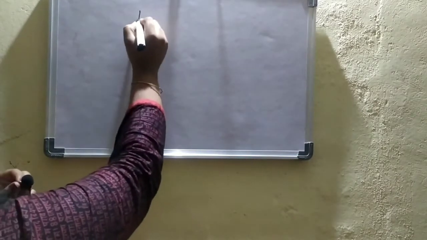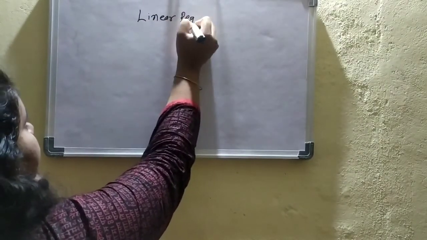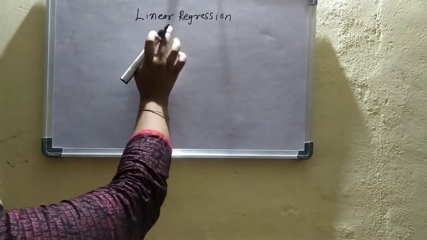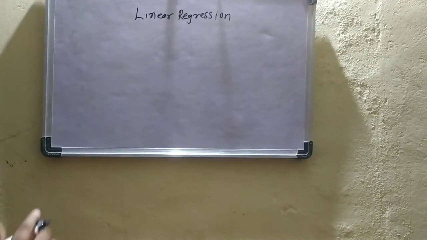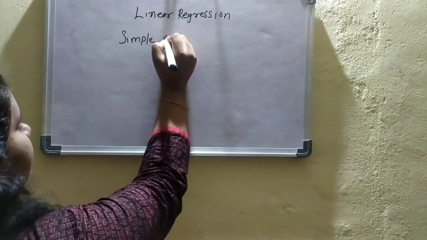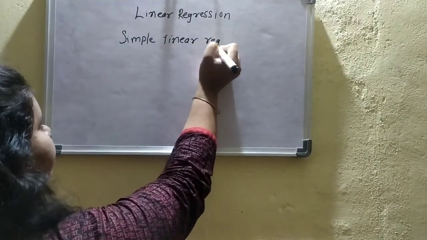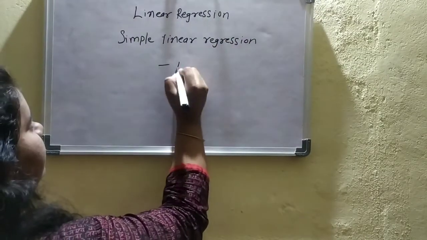Today we will be seeing the topic which we have started previously, that is the regression. In the previous videos we have already seen what is regression. Link to that video I will be providing in the description box. So today we will be seeing the linear regression in brief, how to calculate. We have shown the different types of linear regression, that is simple and multiple. So today we will be seeing the simple linear regression and how to calculate it.